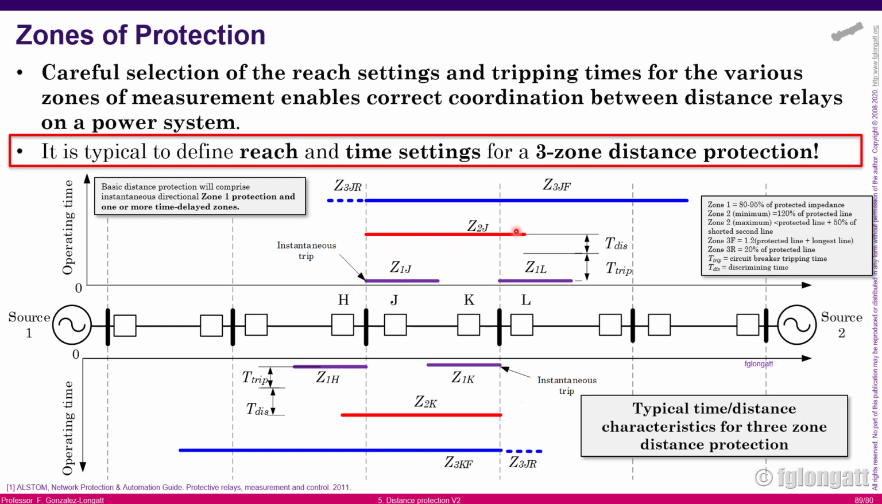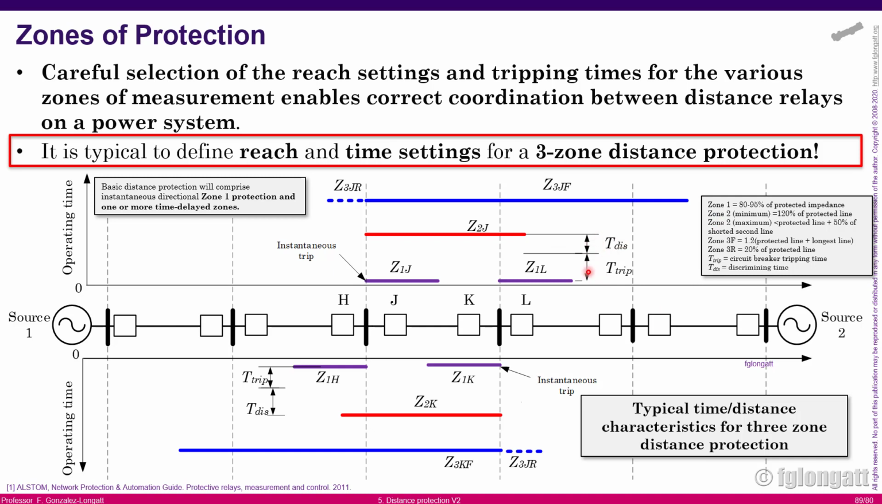But the second zone is typically an overreach zone. What does an overreach zone mean? That is covering the whole transmission line JK, but it is also protecting the next transmission line segment, and typically it is 120% the minimum, and the maximum should be around the protected line plus 50% of the other. What I'm trying to say is this is an overreach protection, and it is included in order to provide some backup protection.